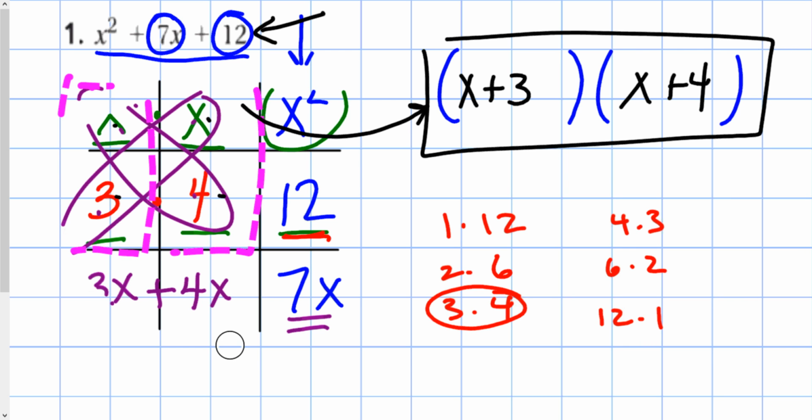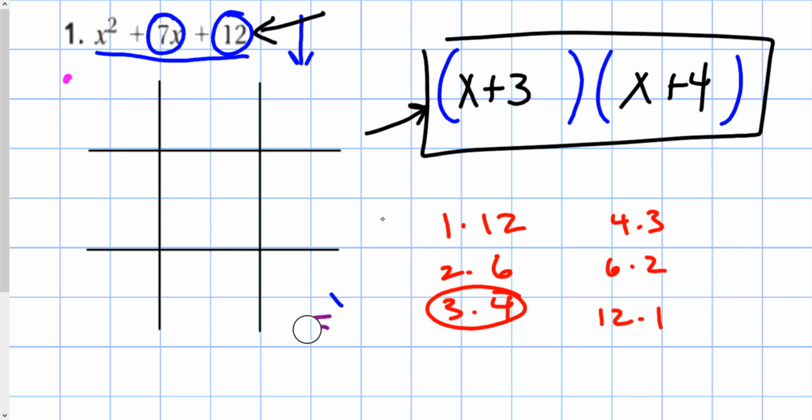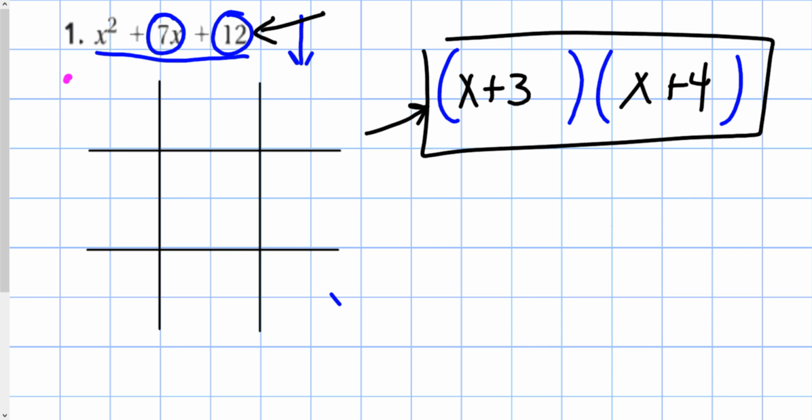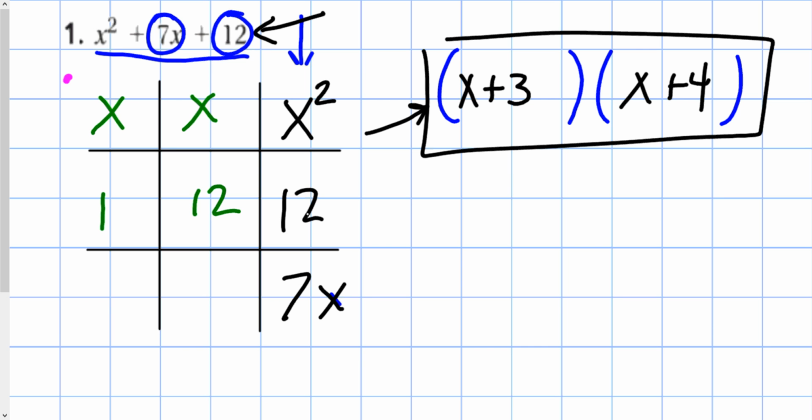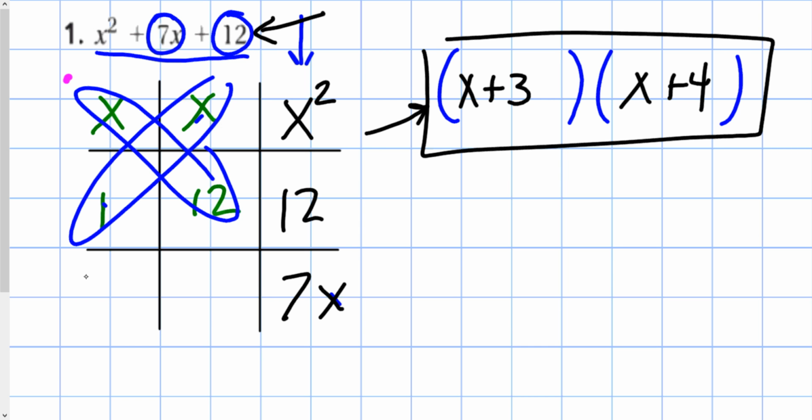Now, if I didn't already know the answer, and we didn't already just do this, and I tried to do this from scratch by setting it up. And I said, well, x times x is x squared, and I said 1 times 12 is 12. That part's true. What you'll notice is, if I cross multiply, x times 1 is 1x, x times 12 is 12x. 1x plus 12x doesn't equal 7x, so this is not the answer. This cannot work. Same is true if I had chosen 2 and 6.